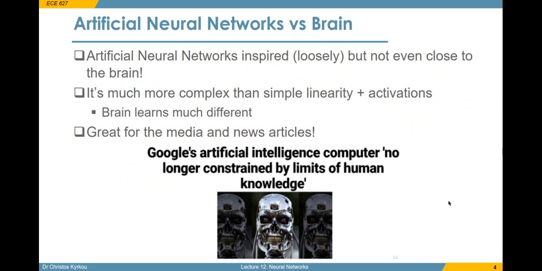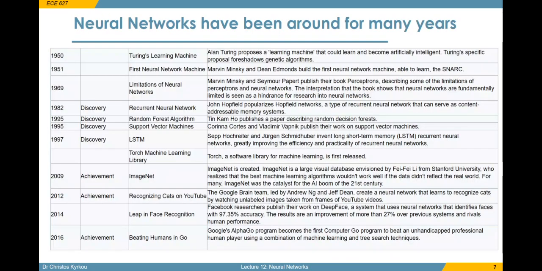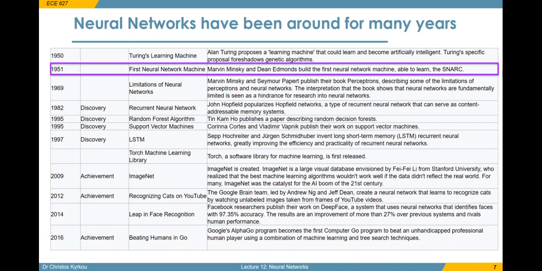And incidentally, neural networks and the ideas that are behind them have a lot of history. They have been around for 50, 60 years. One of the first attempts at building neural networks was by Marvin Minsky, where he developed the first neural network machine, as they called it at the time. That was back in the 1950s.